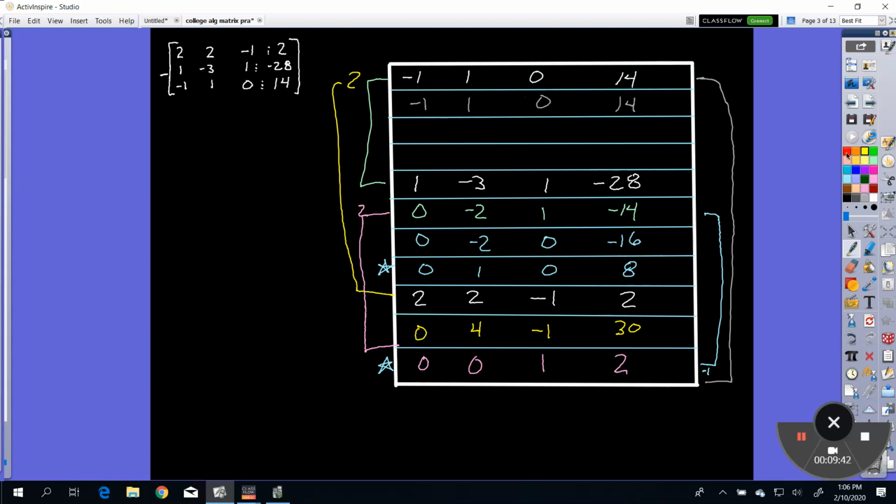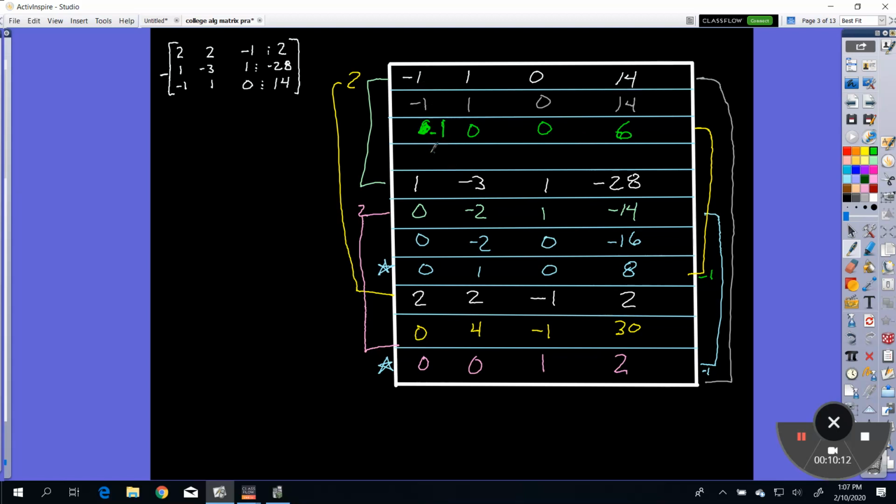Okay. Now I need this one to disappear, so I'm going to use this row and that row. So I'm going to multiply all this by negative 1, so negative 1 times 8 is negative 8, plus 14 is 6. Negative 1 times 1 is negative 1, plus 1 is 0. The other stuff is all 0, so it doesn't change. Whoops. That's a negative 1 still.